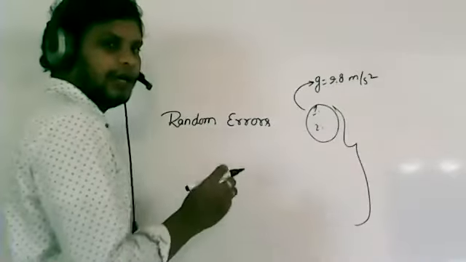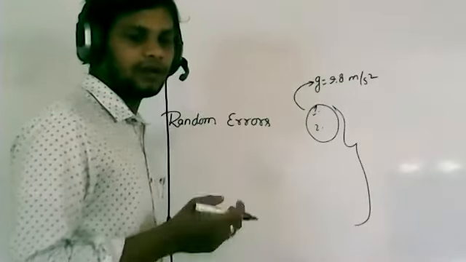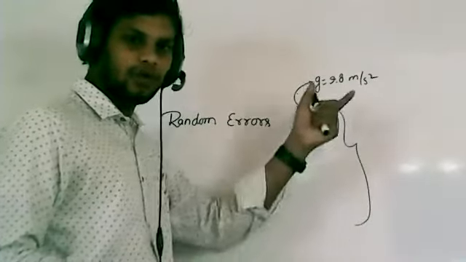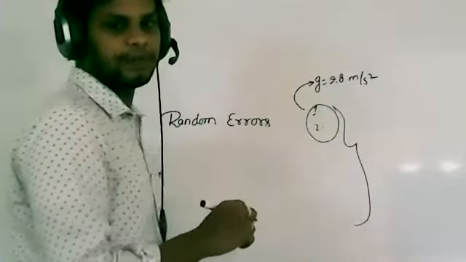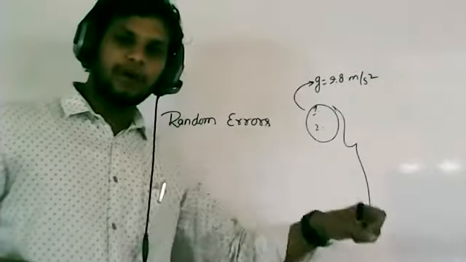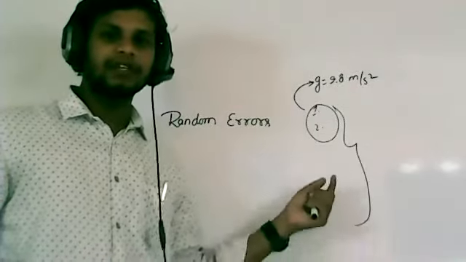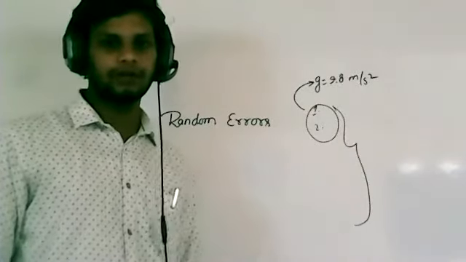Now remember, if you want to get the true value or accurate value, or the value which is close to the true value, you have to do the experiment a number of times. If you do the experiment a number of times and take the average, that will be equal to the true value. Clear?